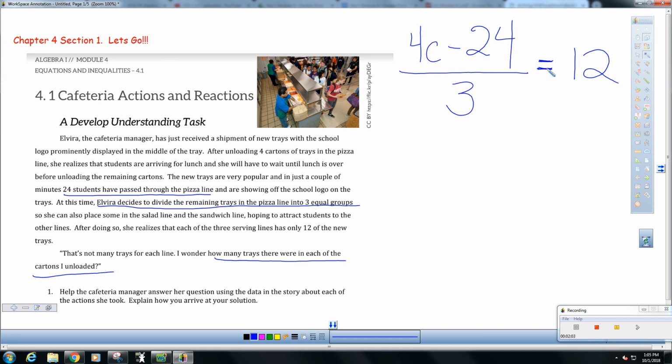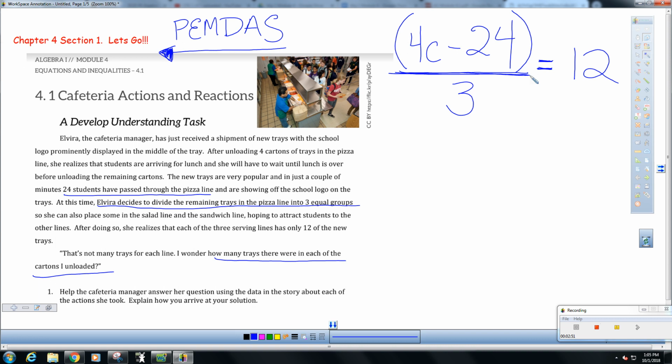Okay, so when you solve these equations, and I know you've been solving equations this year, but now we're really going to focus on how to do it. You do, please excuse my dear Aunt Sally, but you do it backwards. Okay, you do it backwards. And what you have to understand about this problem is that there is actually a parentheses that is assumed to be written around this 4c minus 24, because we are dividing the entire thing by 3. Okay?